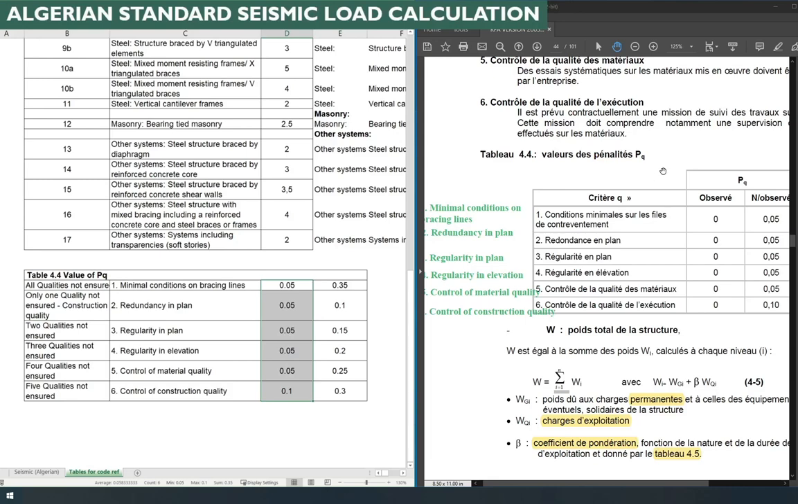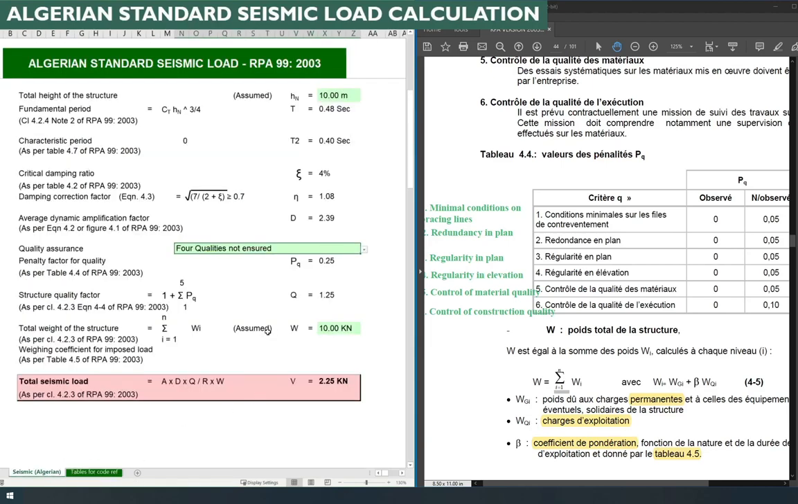From the table provided on the right hand side, I extract and calculate in order to find out the PQ value. Thus, if all the qualities are not ensured or not maintained, then my structure quality factor will increase. Accordingly, my seismic load also increases. If I select only one quality not ensured, that is construction quality, my seismic load decreases to 1.92 because my structure quality factor is decreased. If I select five qualities not ensured, here it is 2.34 is my seismic total weight. If it is four qualities not ensured, it is 2.25. Likewise, if all, it is a higher value.